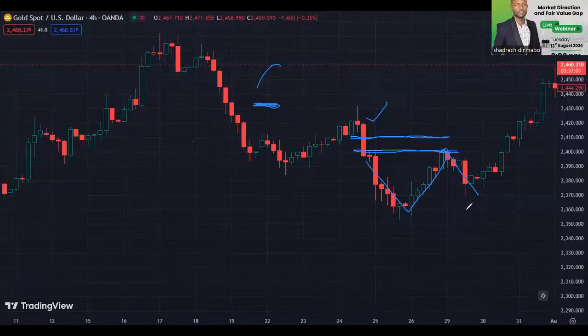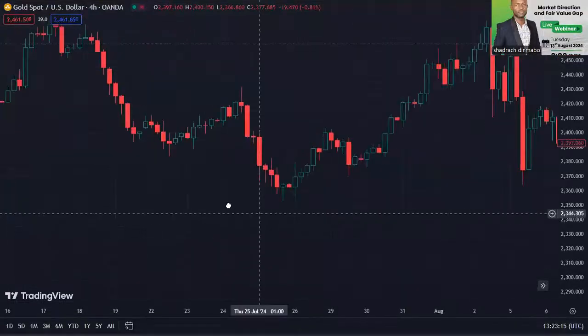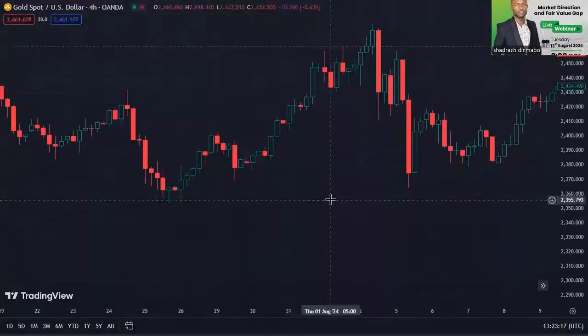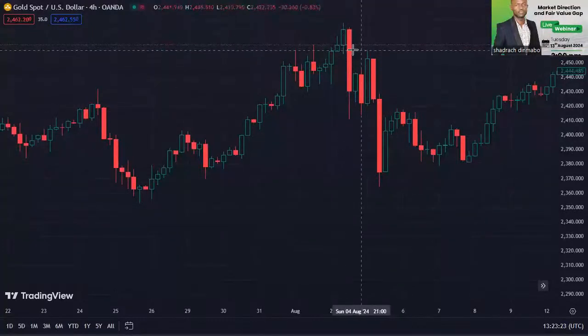Okay, let's look at another one. Let me clear my chart. Let's look at another one, where we'll see another fair value gap. Now let's look at this. You watch this now.